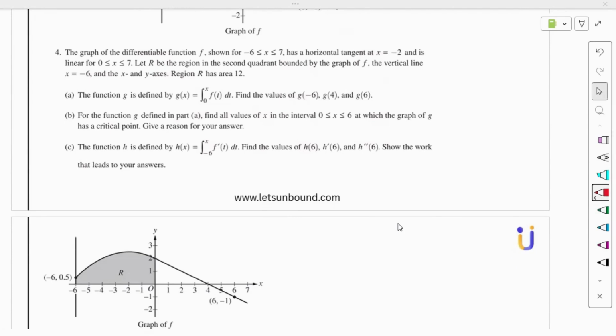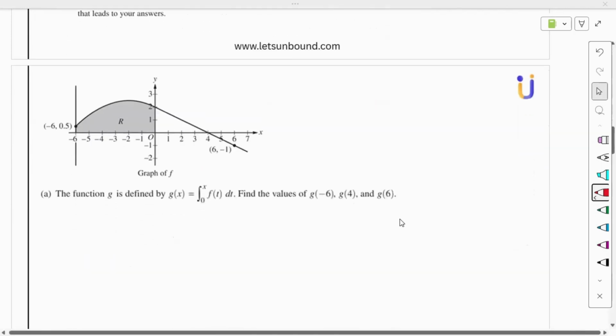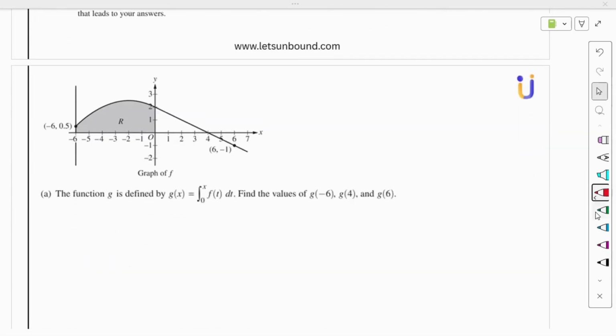Then in part C, H is defined, and we need to find the values of H of 6, H dash of 6, and H double dash of 6. Let's go one by one. Okay, find the values of this. G is defined as an accumulation function under f of x.